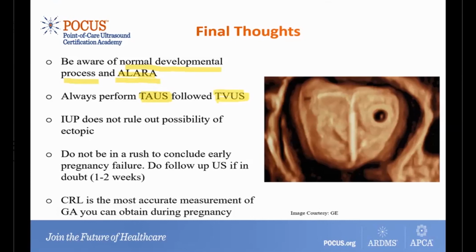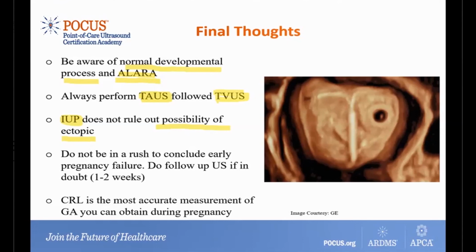Also, an intrauterine pregnancy, if seen, does not rule out the possibility of an ectopic. So keep in mind that if you see an intrauterine pregnancy, there still could be an ectopic pregnancy, or something called a heterotopic pregnancy, where we have both intrauterine as well as extrauterine pregnancy.